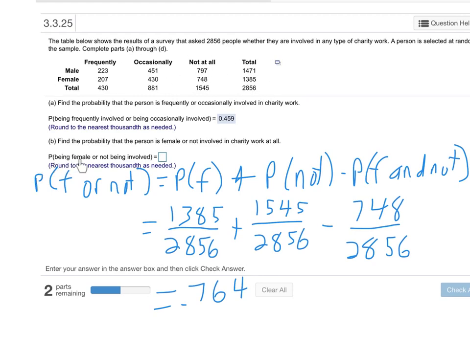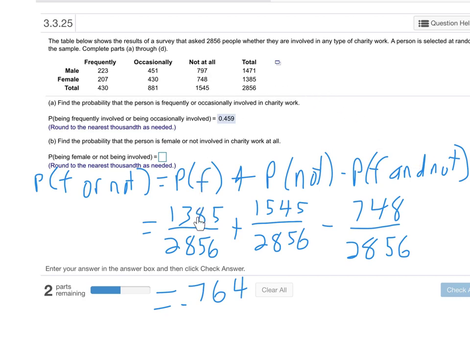Your probability of being female or not being involved. So I just wrote that as probability of female or not. So that equals the probability of female plus probability of not minus probability of female and not. It's not mutually exclusive, we can see from the table.